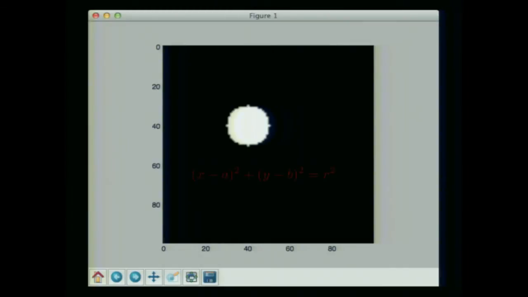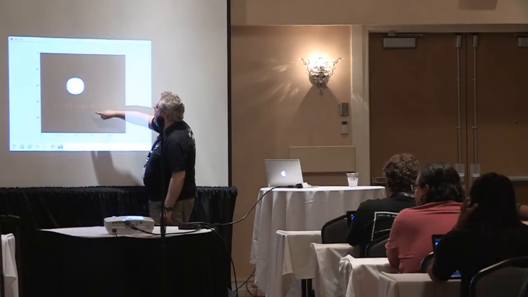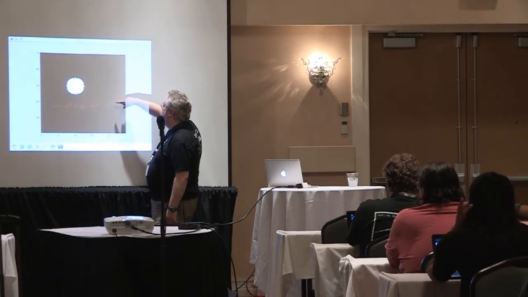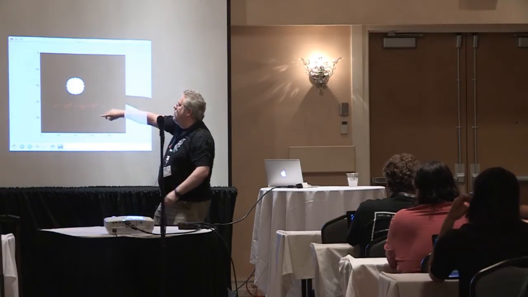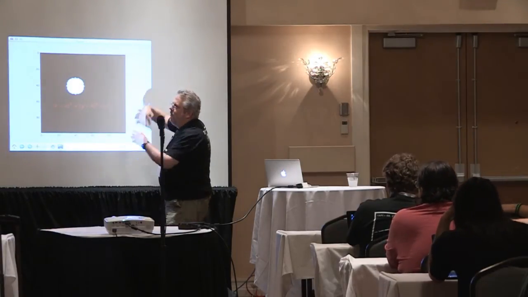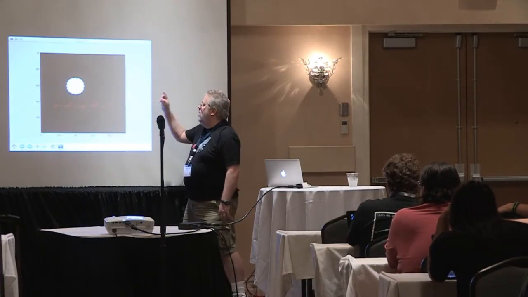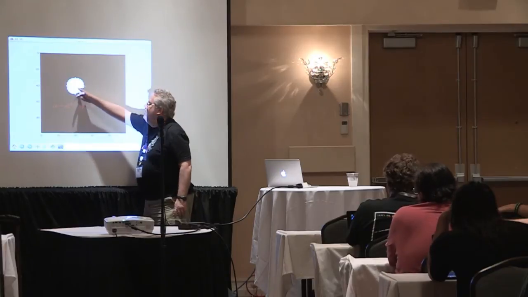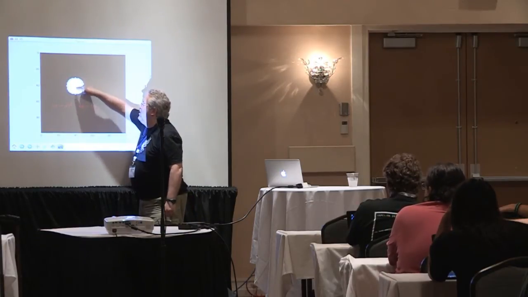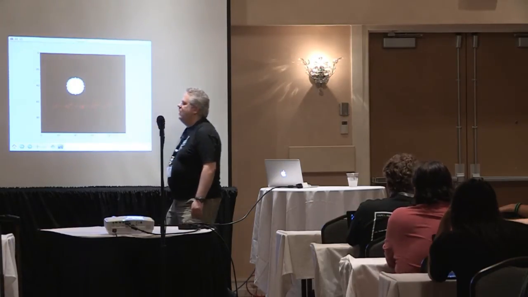You might remember from math class, this is the equation for a circle. If we think of the center of the circle as being (a, b), we want to find all the points such that (x minus a) squared plus (y minus b) squared equals r squared. You can take the square root of both sides, but if you don't, then you can work with integer math instead of floating point math. So we're going to find all the points inside here, and make those all white.